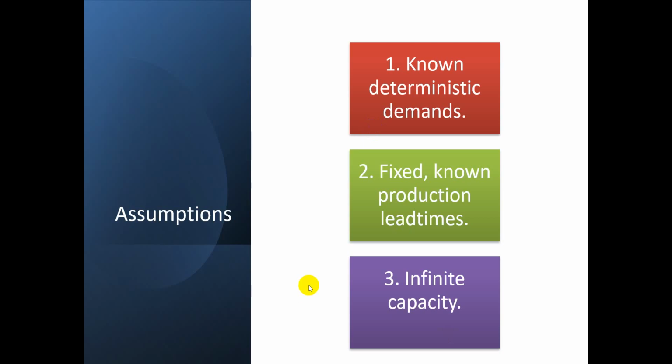So some of the assumptions are required to define an MRP. So, known deterministic demands. So demands are deterministic. If non-deterministic, then it's very difficult to implement the MRP as per the planned orders. Then fixed and known production lead times.